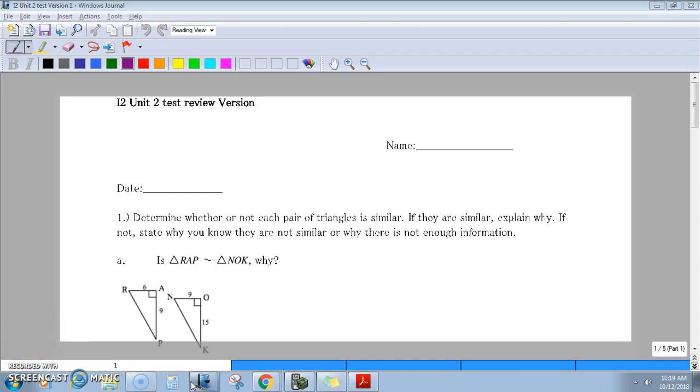Hey guys, let's get started studying for our unit test. So this first question is asking, is triangle RAP similar to triangle NOK?